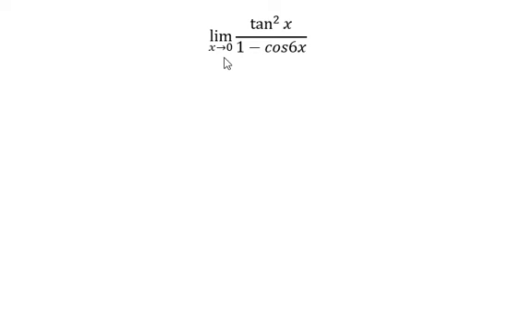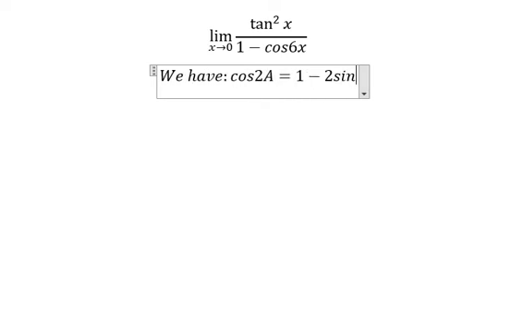The topic today is about limit. So now I will show you how to answer. We have the formula in here. That's about cosine 2a equal to 1 minus 2 sine a squared.